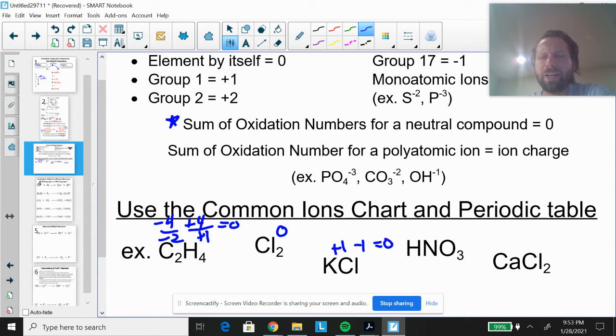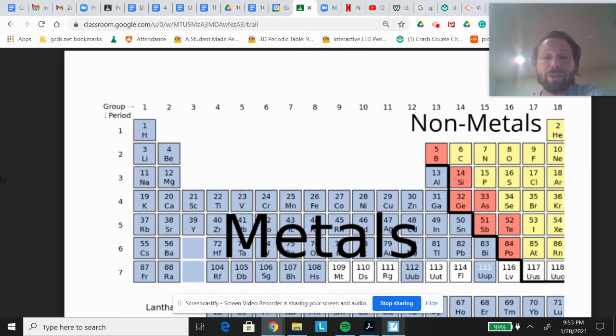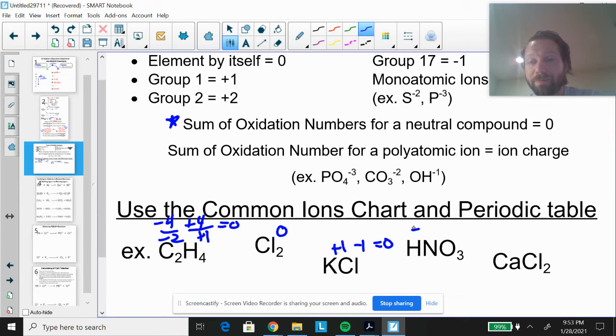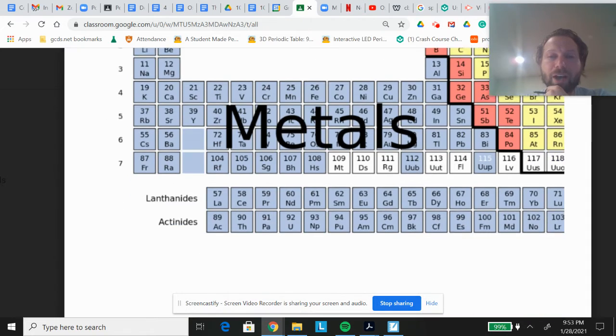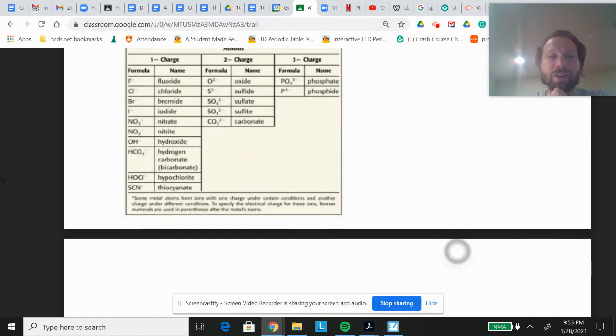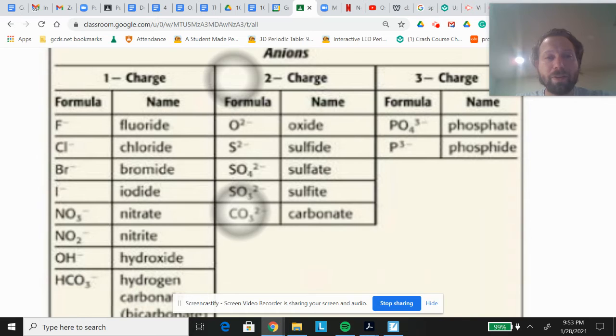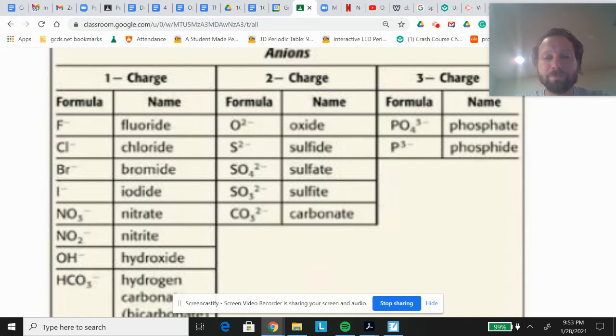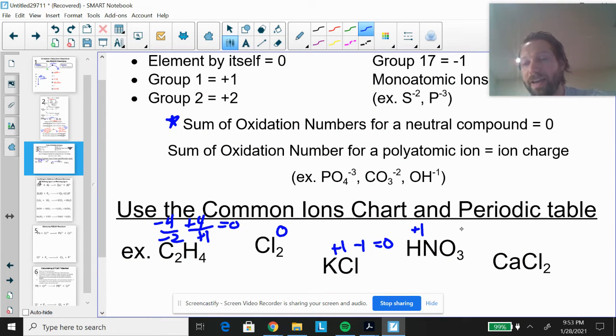Let's take a look at HNO3. In HNO3, we have to look again at our charges, and we know that hydrogen and oxygen are there. We have to think about the charges. Hydrogen we know is +1, so that's good. We also have to think about oxygen. Oxygen we know is on our common ions chart. It's here. It's a -2. So each of these are a -2.